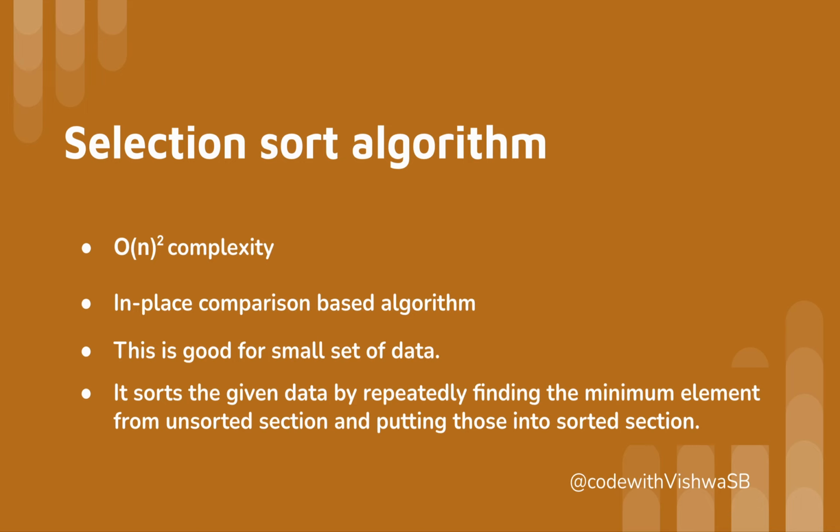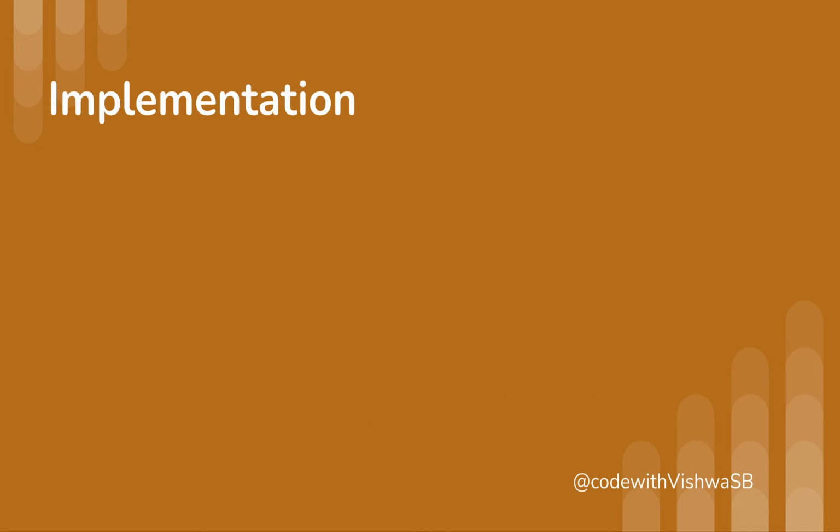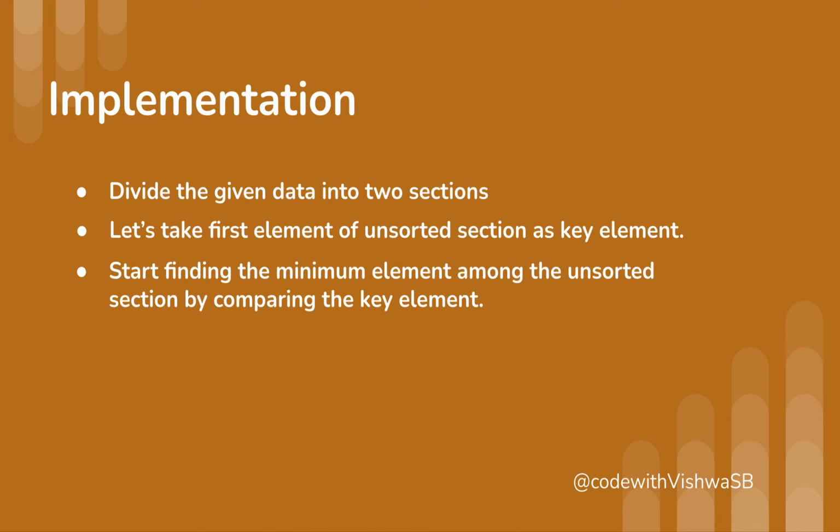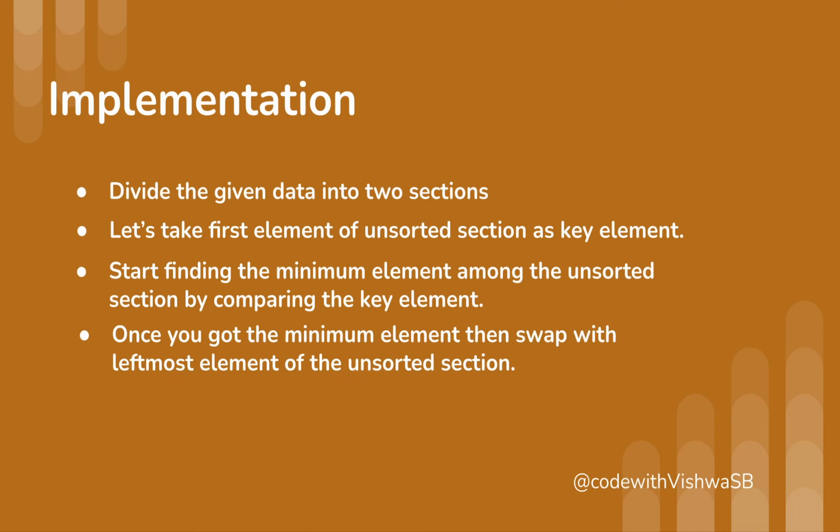It sorts the given data by repeatedly finding the minimum element from the unsorted section and putting those into the sorted section. Now we will see how the selection sort algorithm is implemented. This algorithm divides the given data into two sections, sorted and unsorted. Initially, the sorted section is empty. Now take the first element from the unsorted section and start finding the minimum element among the unsorted section. Once you get the minimum element, then swap it with the first element of the unsorted section. Repeat the same steps until the given data is sorted.